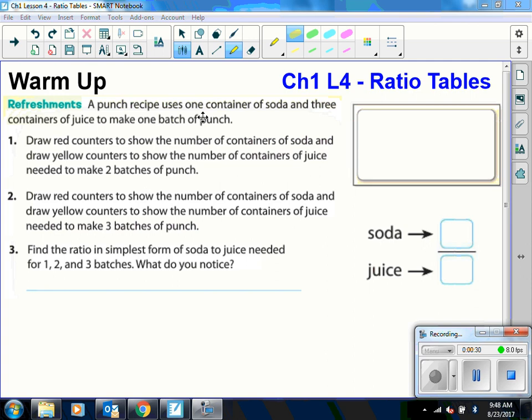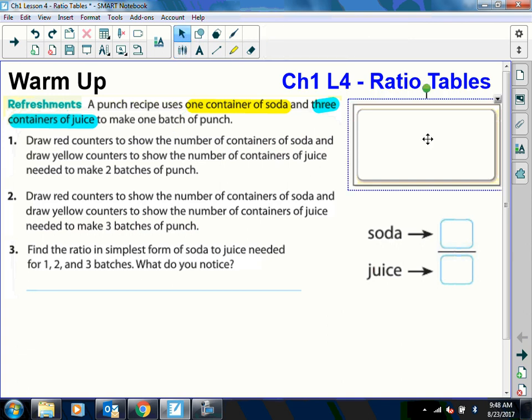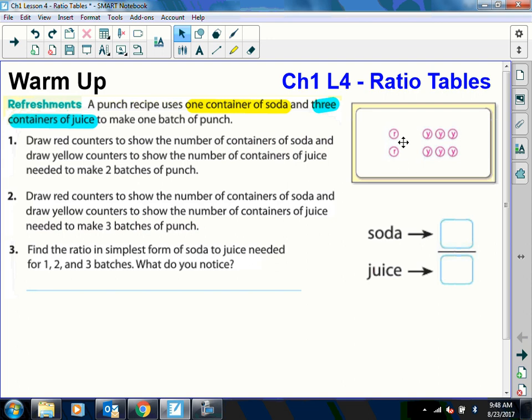Okay, so the first thing we need to know is that the punch recipe uses 1 container of soda and 3 containers of juice to make 1 batch. So what do I need to do to make 2 batches with that information? Multiply by 2. Very good. And if you don't have colors, you can just do it like this. Okay, red and yellow. So I have 2 red containers of soda, and yellows for the containers of juice.